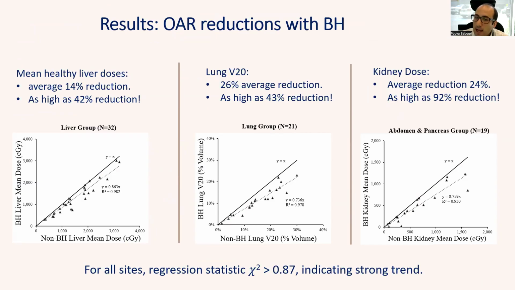And on the right, the abdomen and pancreas group, we saw that kidney dose came down by about 24% on average, with some of the patients showing drastic reduction up to 92%. Across all these three groups, the correlation between the Breath-Hold and non-Breath-Hold was very strong. The chi-squared values were about 0.87, reinforcing that this wasn't just random. The Breath-Hold planning does consistently improve OAR sparing.